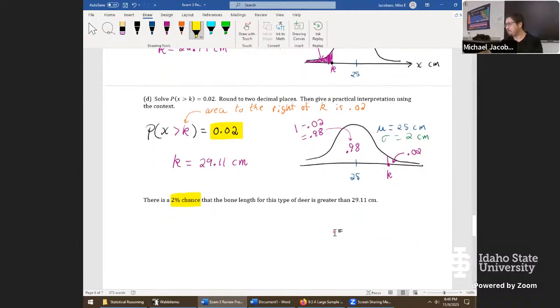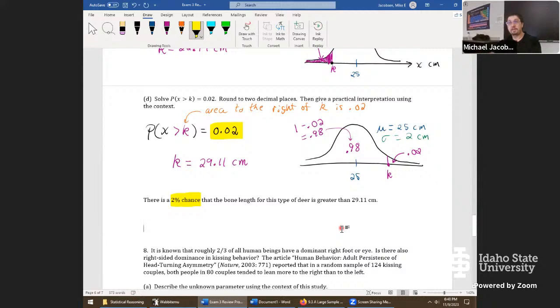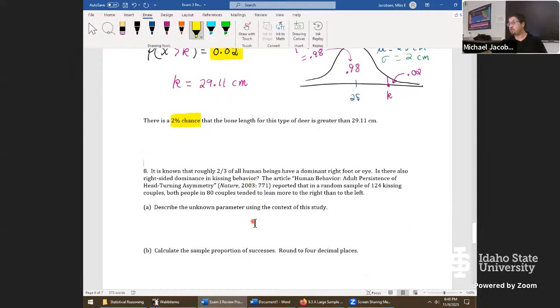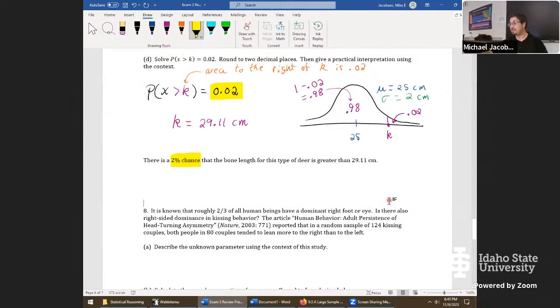Okay, well, I thought for some reason there weren't as many problems, but there's another problem on here. I don't think we can solve it in 2 minutes, but it might be an interesting one for the sake of studying for exams. It says here, 2/3 of people have a dominant right eye or foot. They want to know if there's a dominant side for kissing, if you lean more to the right or left as a couple. So that might be an interesting problem on its own. I'll definitely solve that one in case you're curious about it or just want an extra resource for studying. So the full solutions will be posted.